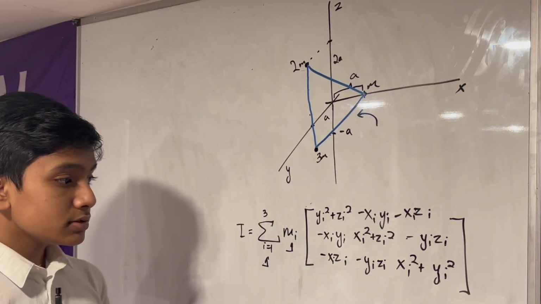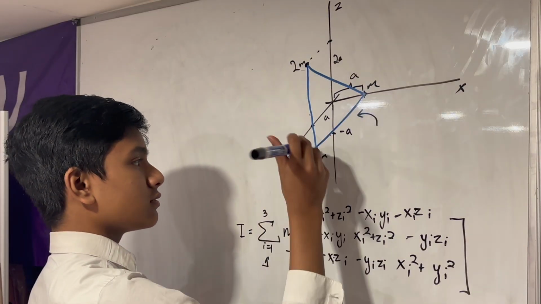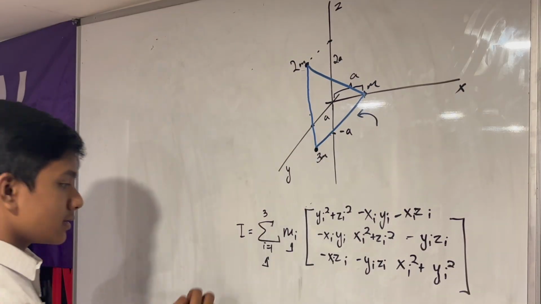So you have, this is yz, I think. And then you have minus xi yi and minus xi yi here. Okay, great. So now let's look at the matrices for each one of these points.